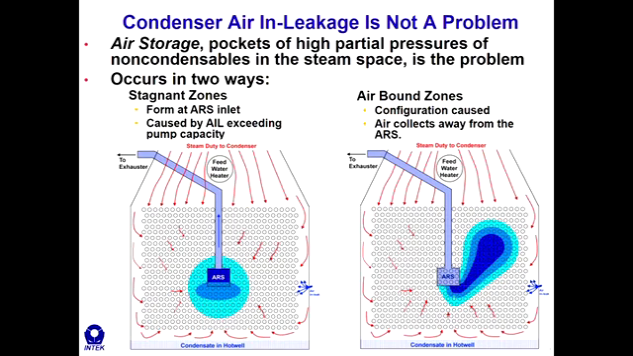Now, in both types of air storage, if a tube is located in an air storage zone, here or here, then the cooling water enters the tube at the inlet water box, travels, say, 30 or 40 feet through the condenser, and condenses very little to no steam. It exits the tube at a temperature well below the expected value. And so tube sheet monitors are the way to measure the size of these air-bound zones. I'll show those in a couple of slides.